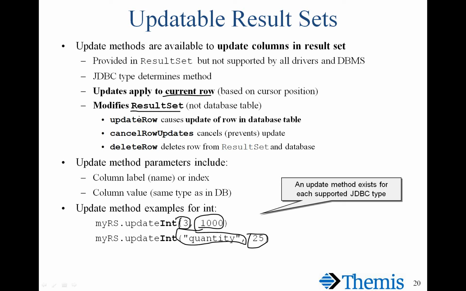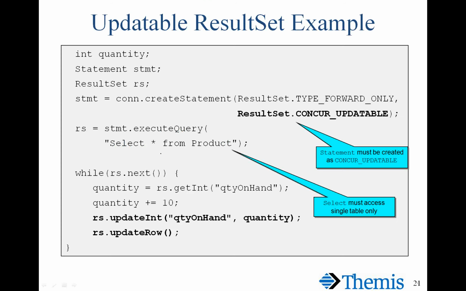So after this kind of an update, you would then have to push those updates out to the database with an update row call, or perhaps cancel or delete instead. Here's an example. Again, both parameters have to be supplied, even though this is the default, and this is the one that we needed to set, concur updatable.